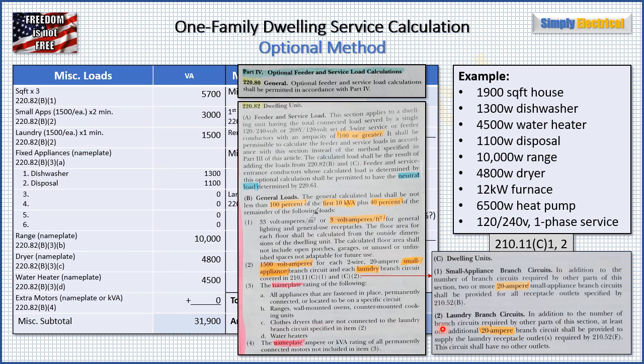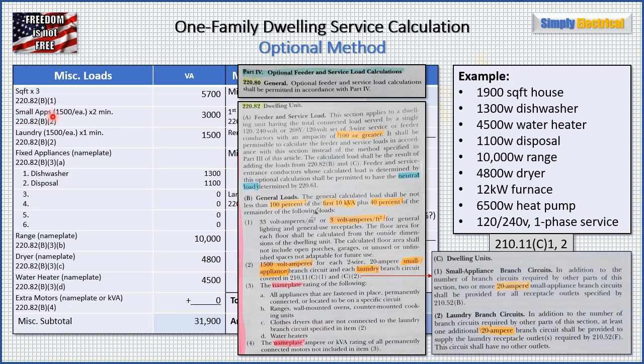Part 2, laundry branch circuits. In addition to the number of branch circuits required by other parts of this section, at least one additional 20 amp branch circuit shall be provided to supply the laundry receptacle outlets required by 210.52(F). And this circuit shall have no other outlets. So that's just your basic laundry branch circuit. You're required to have one. So we have 2 small appliance circuits required and 1 laundry branch circuit required. That's what we have right over here.